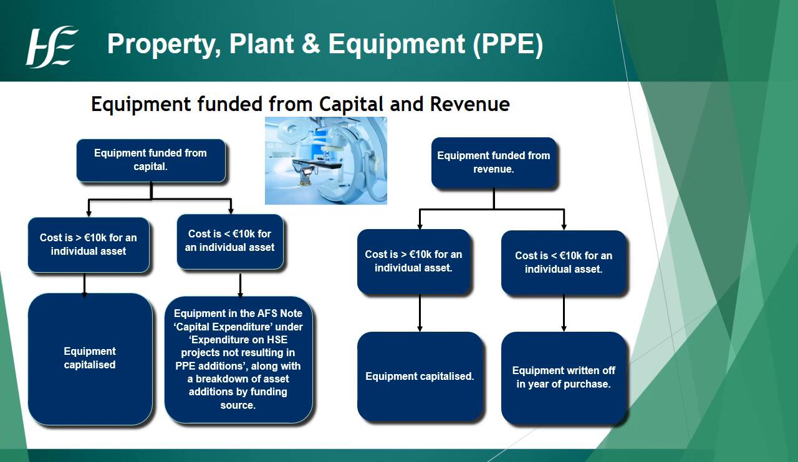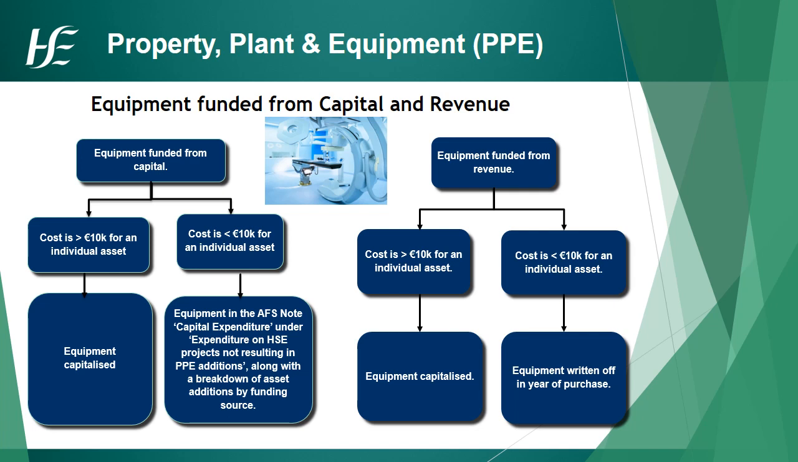Capital funded assets and revenue funded assets are capitalised if the cost exceeds €10,000. Assets that do not exceed €10,000 do not need to be recorded on the fixed asset register. Where equipment greater than €10,000 is purchased from capital, the equipment is capitalised. When less than €10,000, they are included in the annual financial statement note, capital expenditure, under expenditure on HSE projects not resulting in PPE additions. A breakdown of asset additions by funding source is provided and is also included in the notes to the accounts.